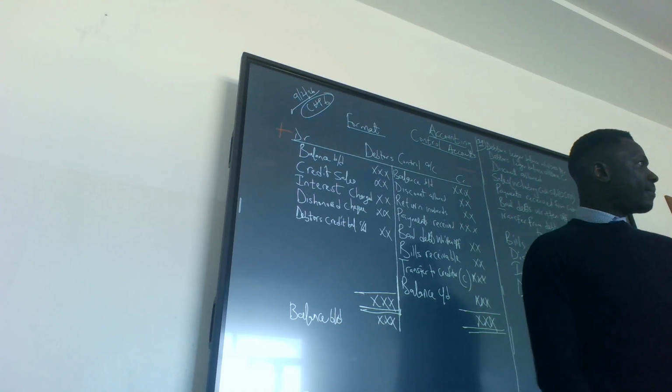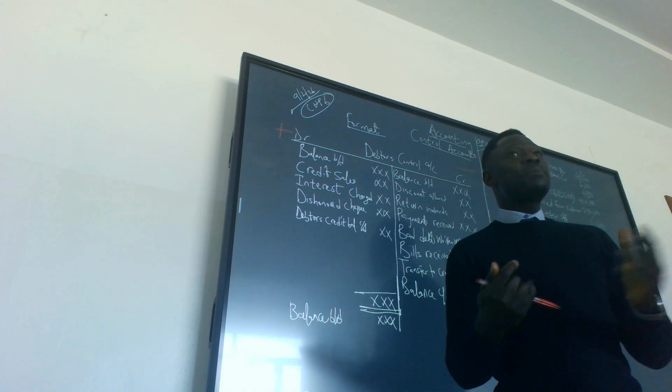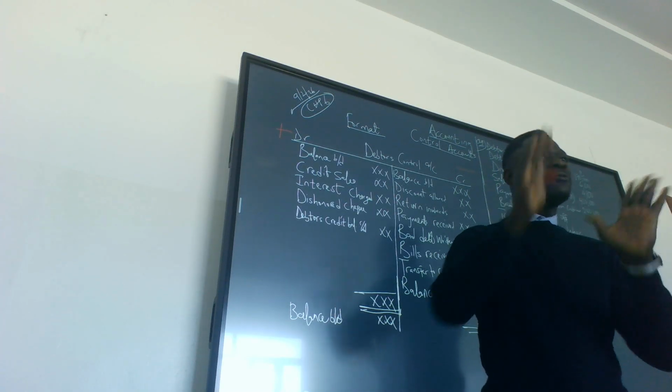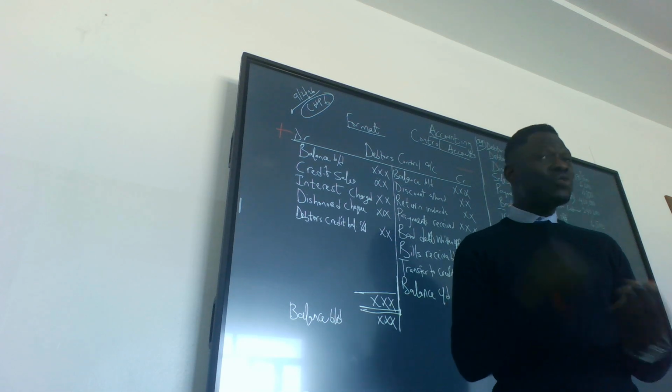On the credit side. For example, discount allowed. As soon as you give a discount to your customers, it simply means your customer is going to pay less than the invoice.